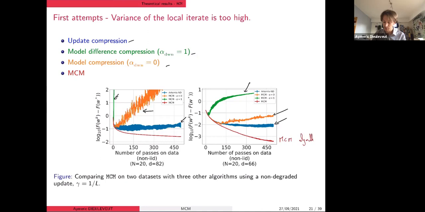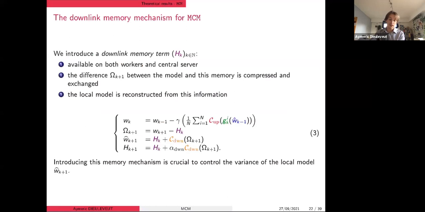So let's have a look at the formal definition of the algorithm. We have this downlink memory term, which is H_k for any k in N, which is going to be available both locally and on the central server. And instead of compressing the model itself, I'm going to compress the difference between the model and the central server. So this is exactly that step here.